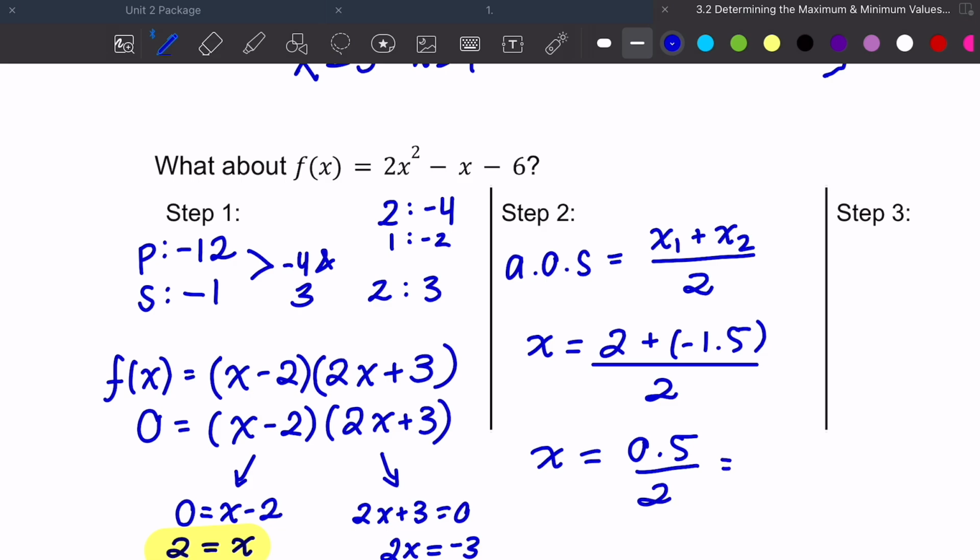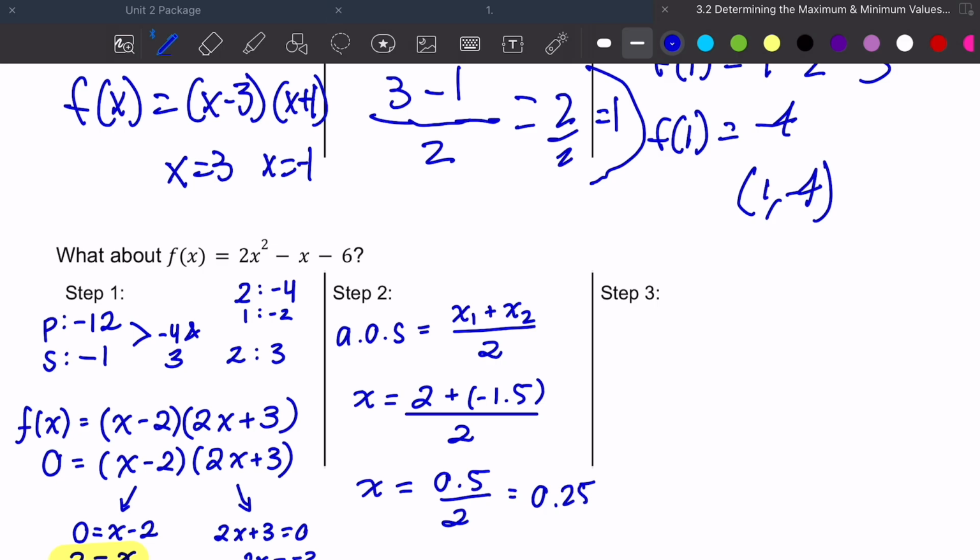1 over 2 divided by 2? Is that 1/4? Because 1 over 2 divided by 2 becomes 1 over 2 times 1 over 2, so 1 over 4. So 0.25? Fact checked? Cool. So then step 3 would be plugging in 1 over 4.